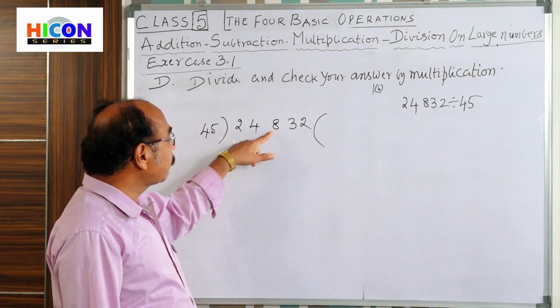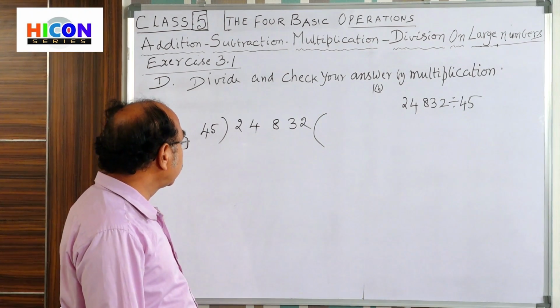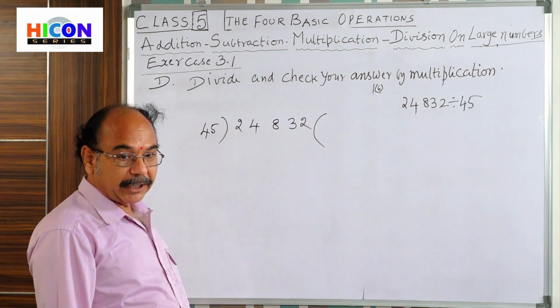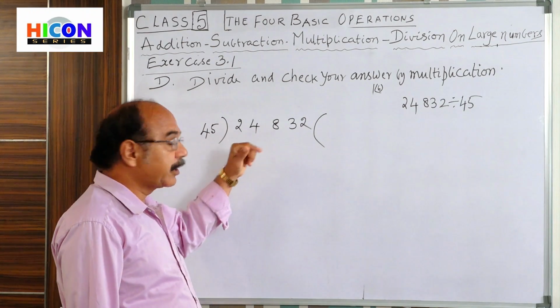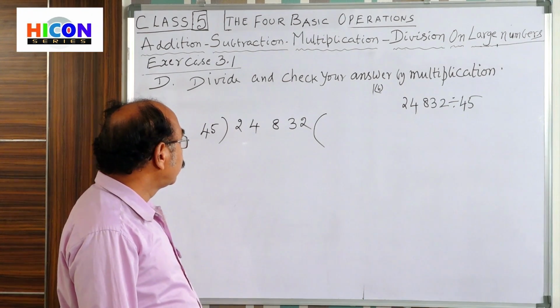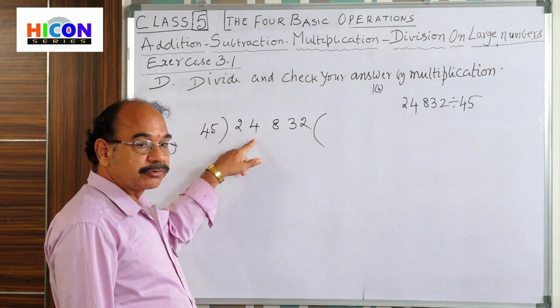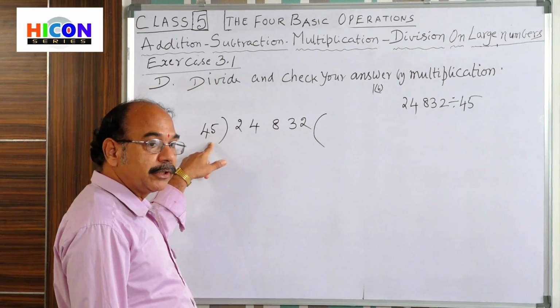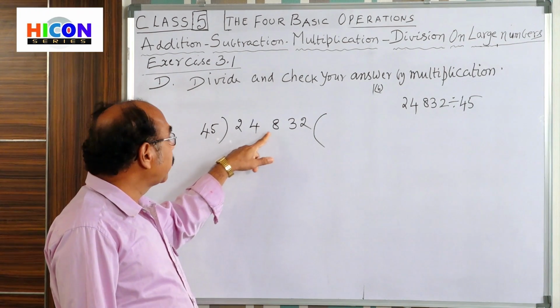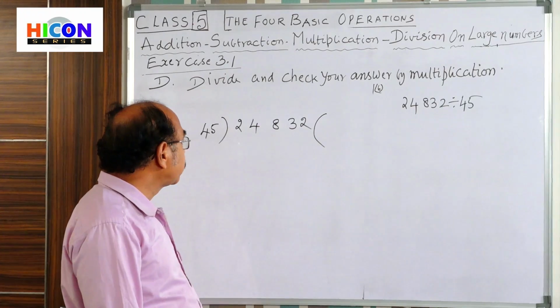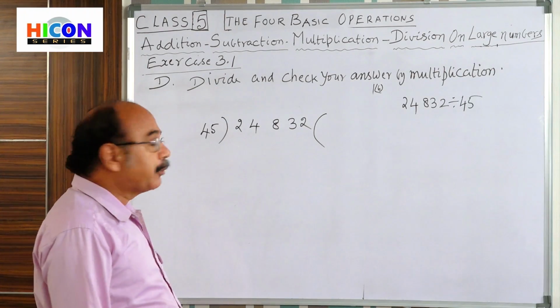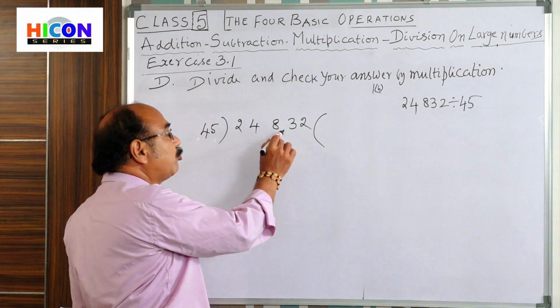If the divisor is two digits, how many digits do we take from the dividend? Three digits we take. Because this is 24, and 24 is smaller than 45, we cannot divide, so we take three digits. That means we take 248.